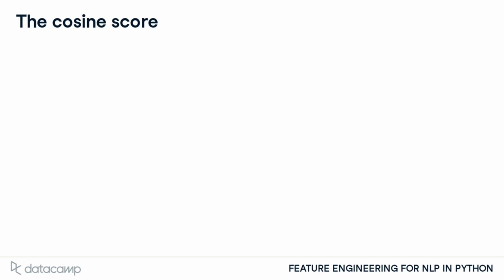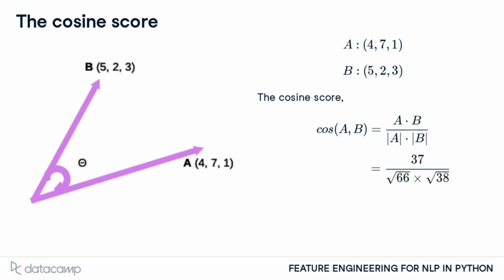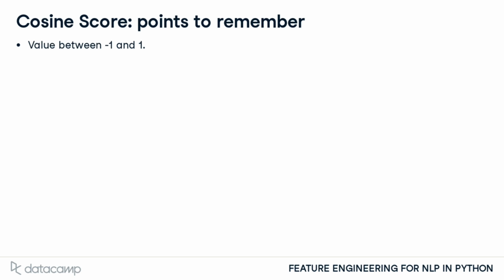We are now in a position to compute the cosine similarity score of a and b. It is the dot product, which is 37, divided by the product of the magnitudes of a and b, which are root 66 and root 38 respectively. The value comes out to be approximately 0.738, which is the value of the cosine of the angle theta between the two vectors. Since the cosine score is simply the cosine of the angle between two vectors, its value is bounded between -1 and 1.